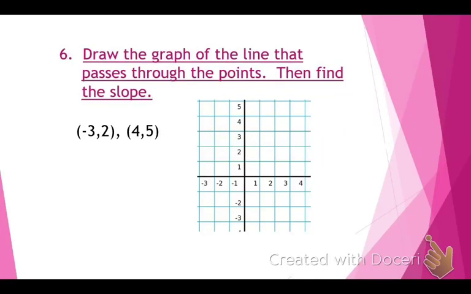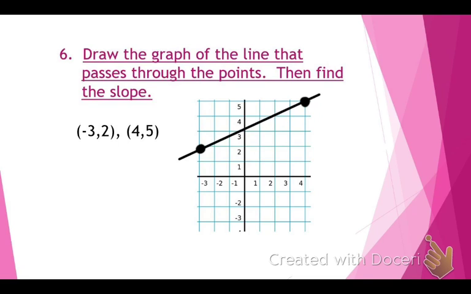Number 6 asks us to draw the graph of the line that passes through the points. So the first thing you want to do is plot those points right there. Remember, I have to start at the origin, and then I'm going to go -3 and then up 2. How many of you would say this is where you plotted your point? Okay, the next one you have to go over 4 and up 5. Who would say you plotted your point there? Then all you do is connect your dots.